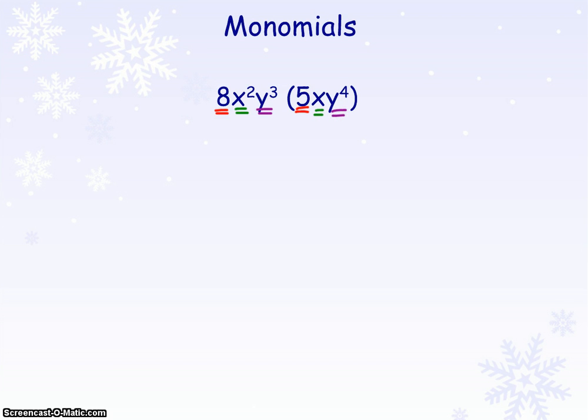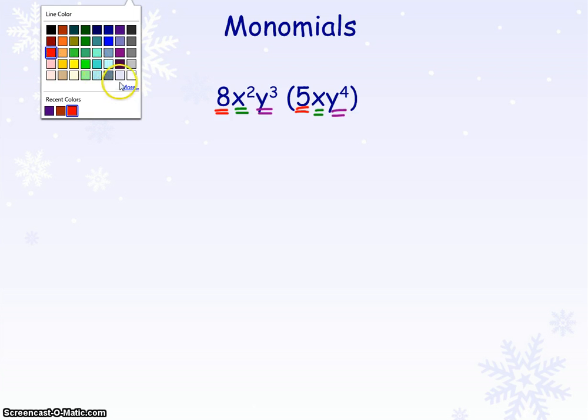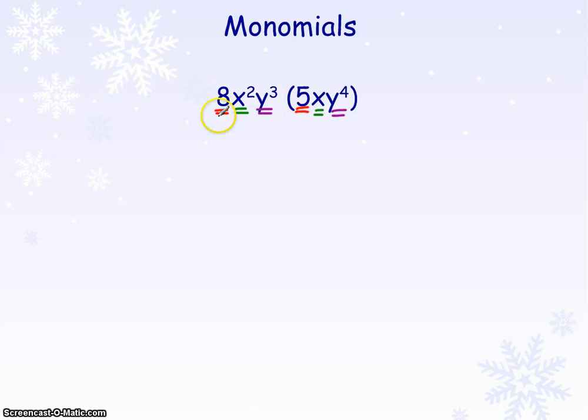So we're going to take each part separate, keeping in mind that we're talking about multiplication. So 8 times 5. 8 times 5 is 40. And you've got your x's. X squared and x to the 1. What you do for those is you're going to keep the base and you're going to add your exponents. So 2 and 1 makes 3.